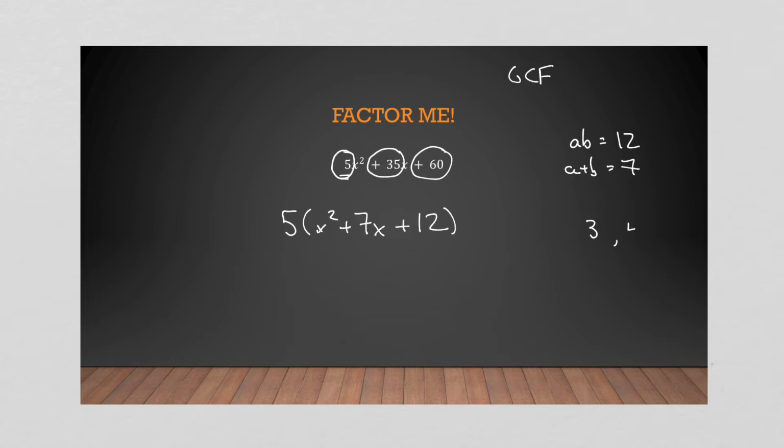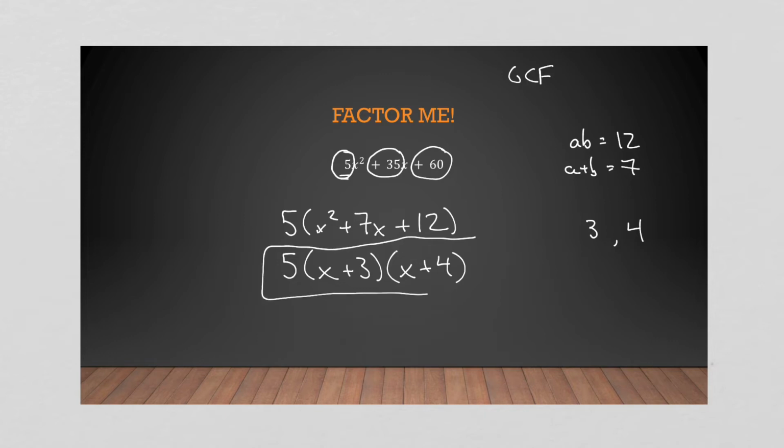It's 3 and 4. So now the 5 stays as a factor, but then I can factor my inside as x plus 3, x plus 4. And that is the fully factored form. You need to include the 5, otherwise it's not the fully factored form of that thing. So factor out your GCF first, and then do your reverse FOIL factoring.